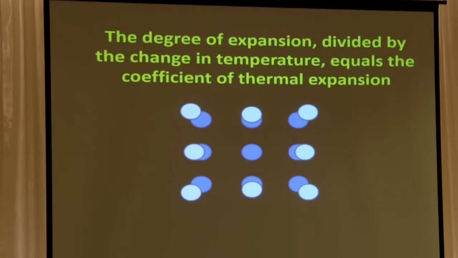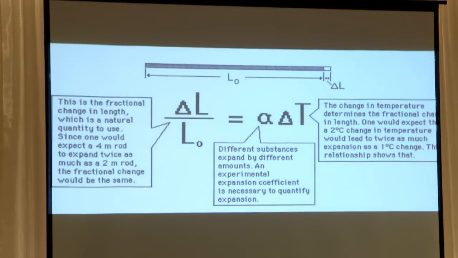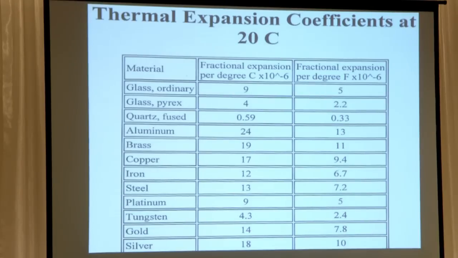The expansion is driven by the change in temperature, and there's some math that goes with this that you don't have to know, but if you divide the degree of expansion by the change in temperature, you get this thing called the thermal expansion coefficient. And there are big tables that list the different materials at the different temperatures, and so you can look these up in the CRC manual if you want.